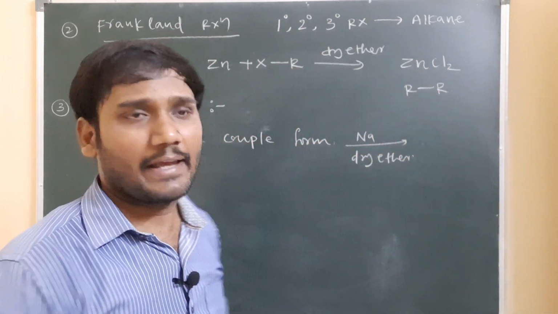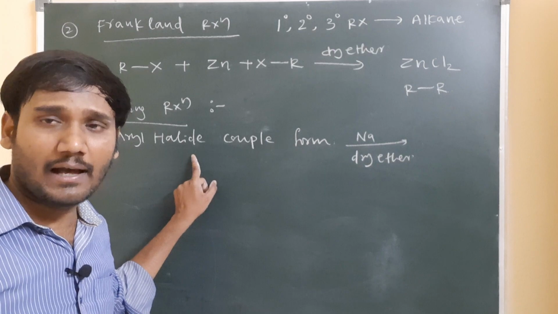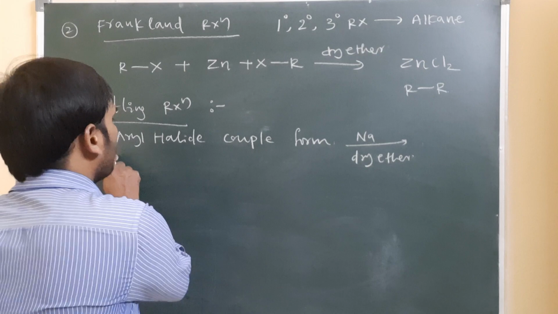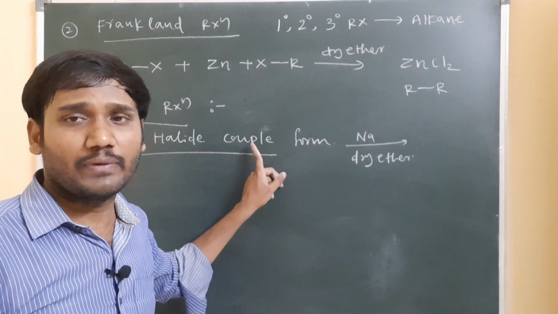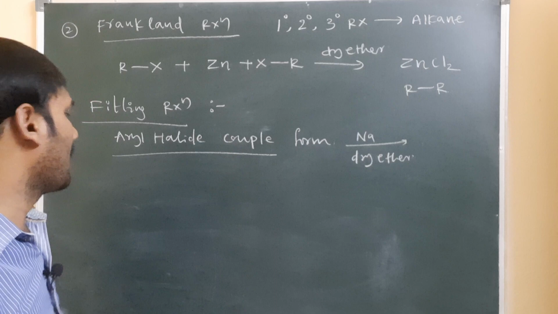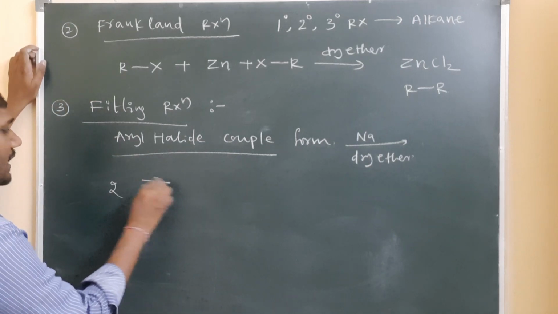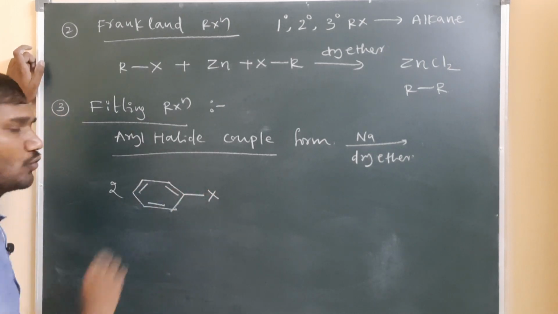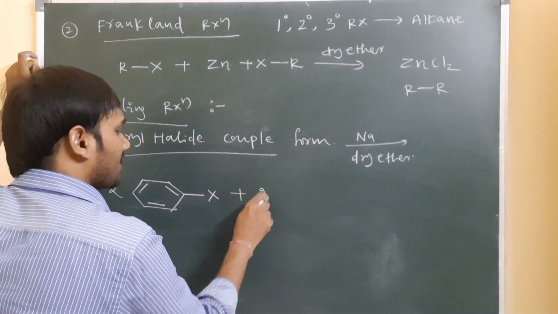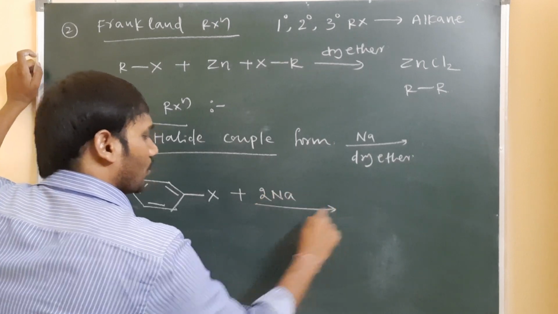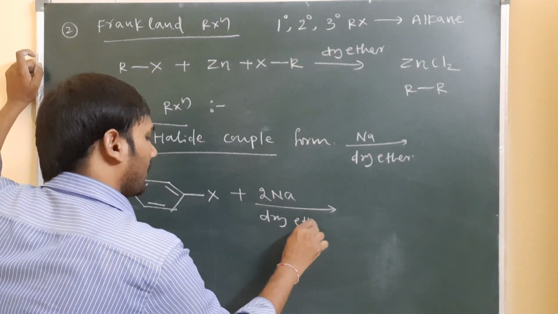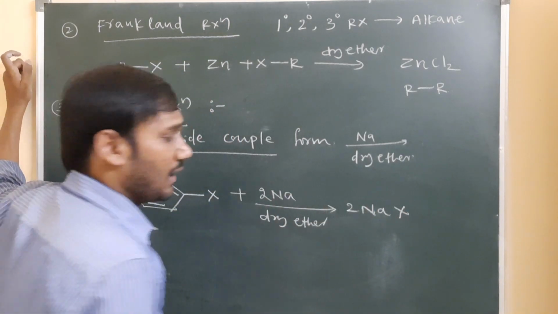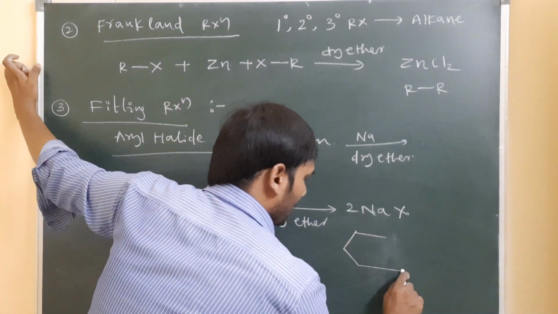So once again, the Fittig reaction takes aryl halides and gives a coupled product of the aryl halides. For example, I am taking 2 molecules of aryl halide. This reacts with 2 atoms of sodium in the presence of dry ether, and the product forms 2 molecules of sodium halide. At the same time, a biphenyl product is obtained.